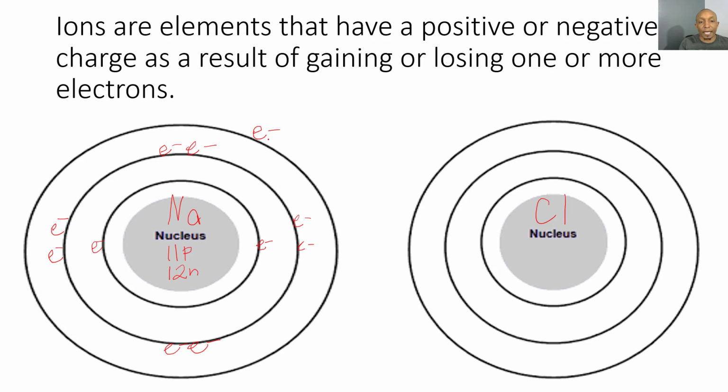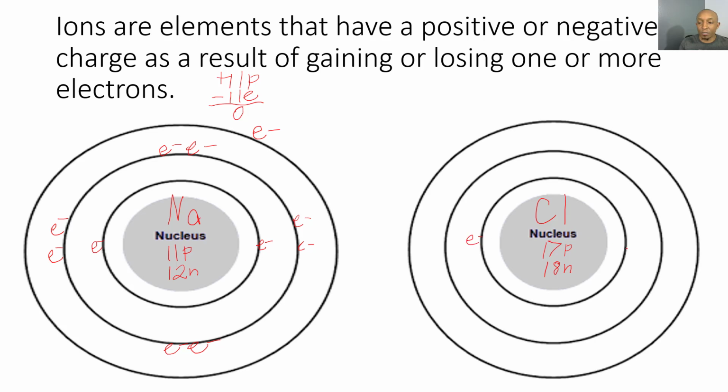So now this atom is neutral because I have 11 protons, which are positive, and I have 11 electrons, which are negative, which gives us a total charge of 0. Now let's move over here to chlorine. Chlorine has 17 protons and 18 neutrons. Since it has 17 protons, it also needs 17 electrons.